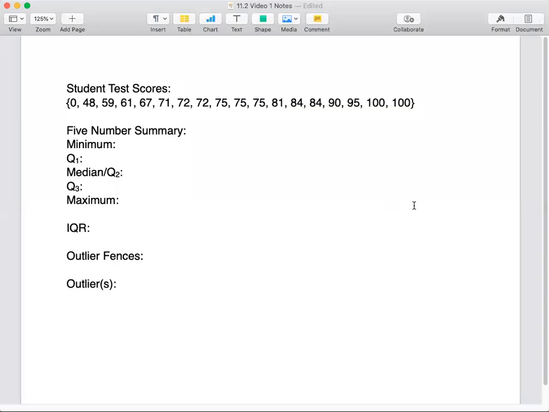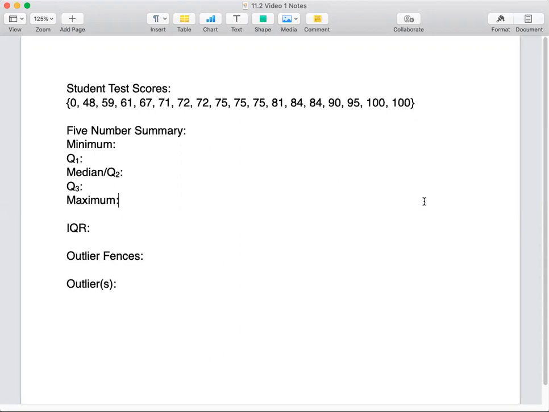All right, so today we are going to start working on how to make box and whisker plots. But there's a lot of prep work that goes into making a box and whisker plot when we start with our data. So we're going to do that prep work in this video.